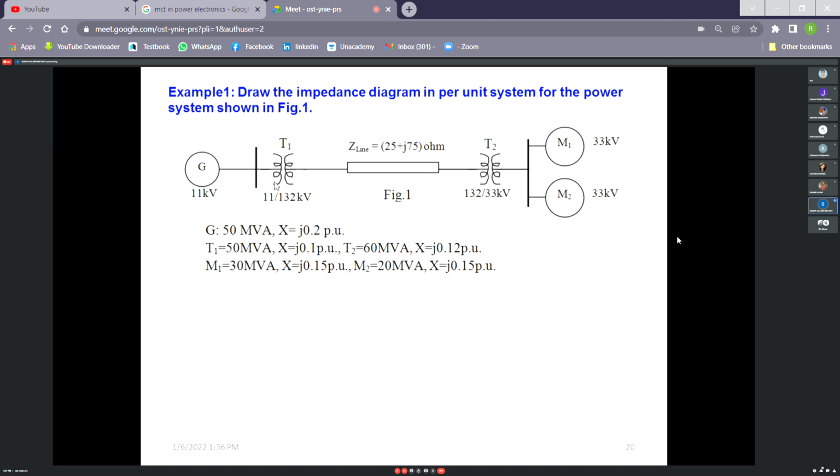Similarly, transformer 1 is 50 MVA, X is 0.1 per unit. All the values are calculated in a similar way, based on their own base, right? Now you see there are four values of MVA available: one, two, three, four. Then what base MVA shall we take?